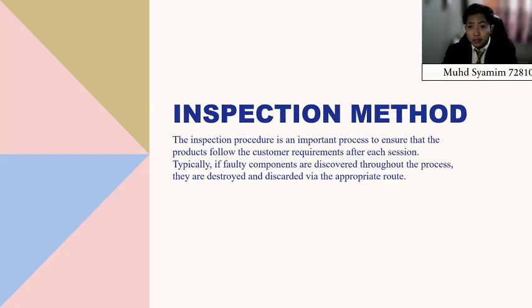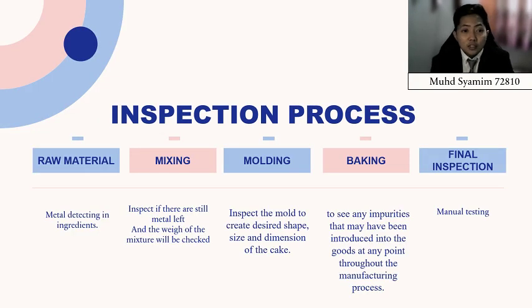Okay, each method is a process that ensures the product follows the customer requirement or the food regulation requirement after each session. If the product or food is found faulty, it will be discarded via the appropriate route. Inspection process. Okay, for the first process of inspection, we will use a metal detector to detect metal in the ingredients or the raw materials, and we will use the metal detector once again to inspect if there is still metal left in the mixture, and a check weigher machine will be used to check the weight of the mixture.